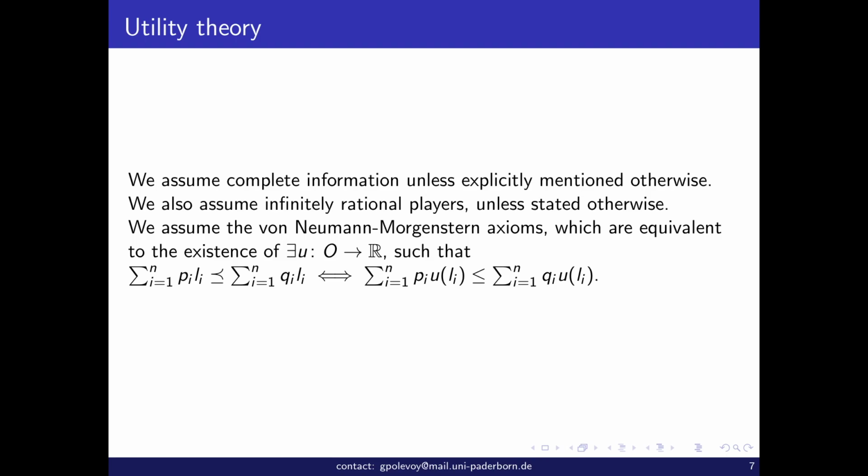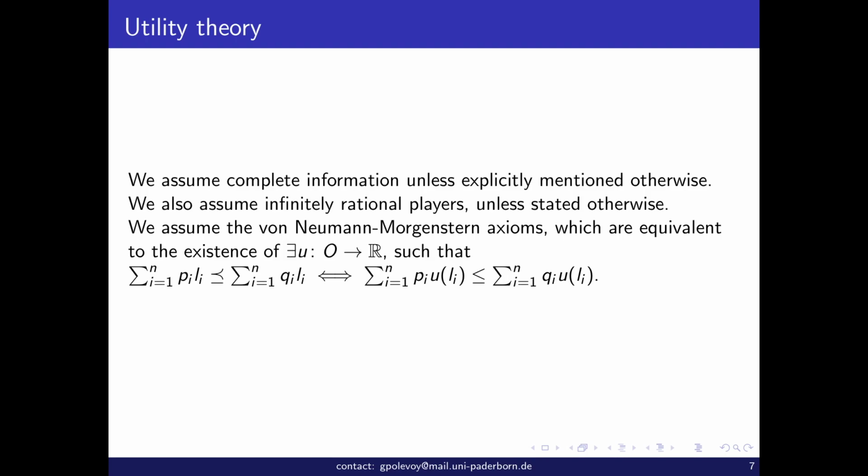But the notion of complete information is something we are going to assume, unless said otherwise. That's simply everyone knows the rules of the game, everyone knows that everyone knows the rules of the game, and so on. That's called that the rules of the game are common knowledge. So we assume that unless said otherwise.